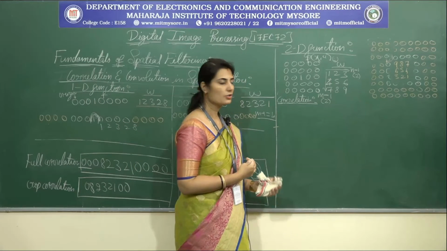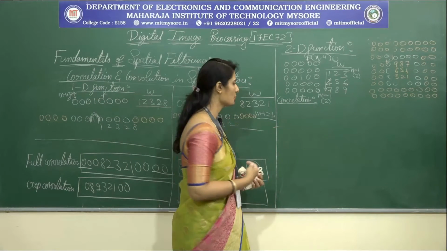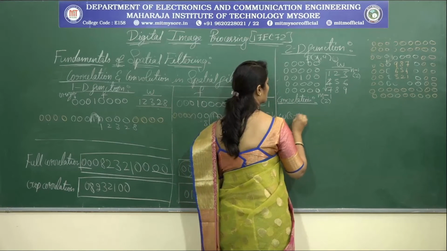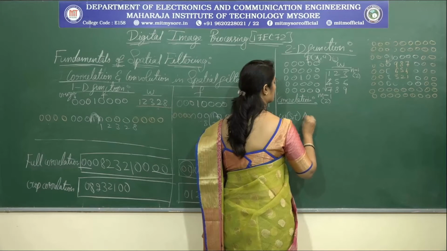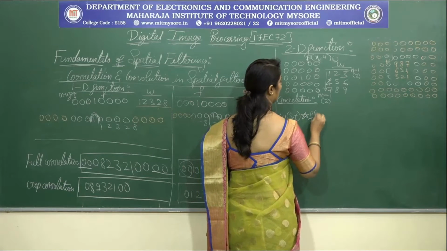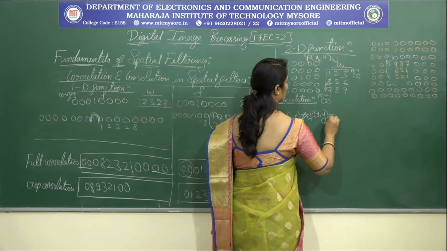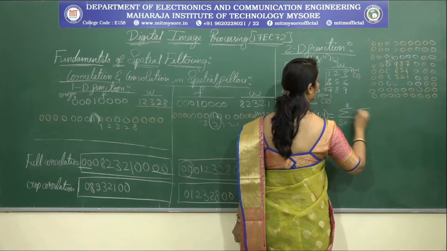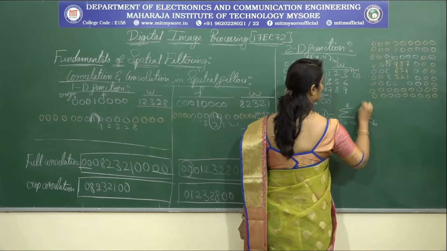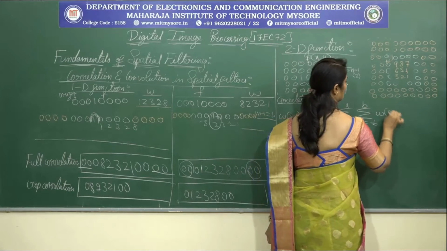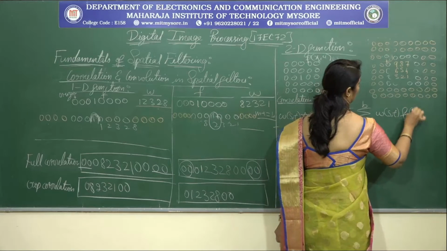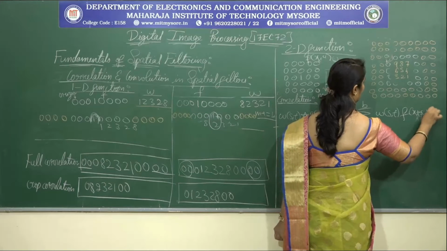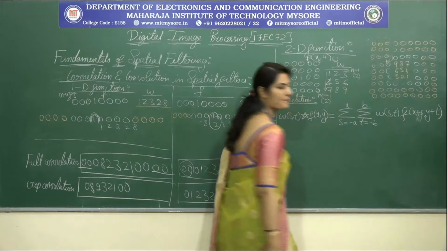So the general expression for correlation and convolution can be represented as w(s,t) and f(x,y). Correlation of these two results is the summation with s equals minus a to a, t equals minus b to b, of w(s,t) f(x+s, y+t).